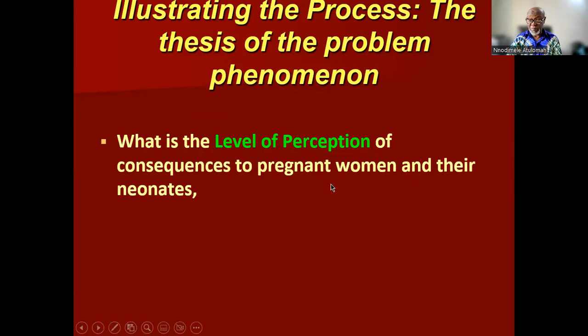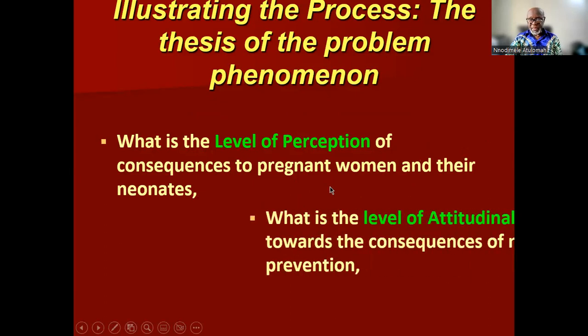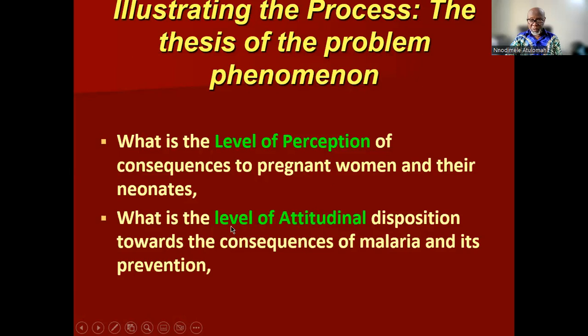Because perception here presumes that if the perception of risk, perception of severity, and perception of the benefit of taking action that is necessary to prevent malaria is high, then we can see that it will trigger appropriate attitudes and appropriate behavior. Again, our question is: what is the level of attitudinal disposition towards the consequences of malaria?